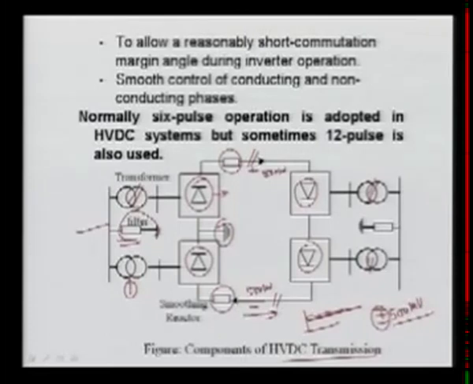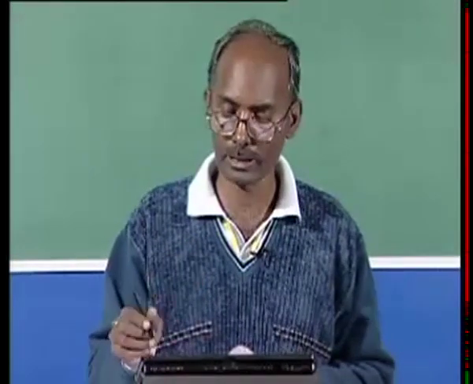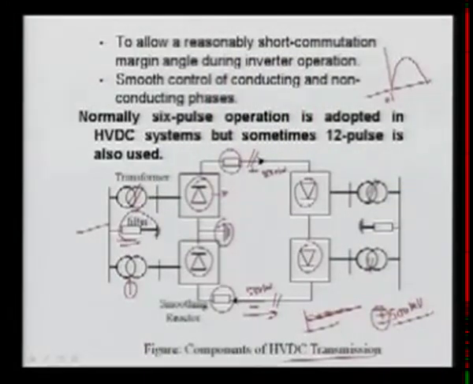Another requirement is to allow a reasonable commutation margin angle during the inverter operation. Now what is this? If you remember, for any thyristor, the voltage is sinusoidal. If the voltage across the thyristor is going to appear positive, with alpha equal to 0, we can turn on at any point during the period 0 to pi. If you turn on just before pi by 2, this will give you a positive voltage. If you turn on just after this, it will give you a negative voltage.